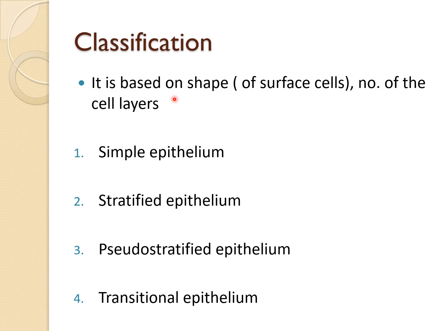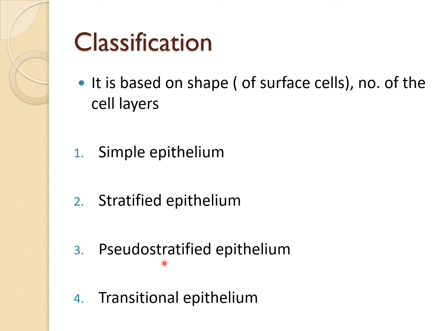Now, classification. Classification is based on the shape of the surface cells and the number of cell layers. First, by number of cell layers, if there is a single layer it is a simple epithelium, and if there are multiple layers, it is called a stratified epithelium. Single layer is simple epithelium, and multiple layers, two to three or more, is called stratified epithelium.